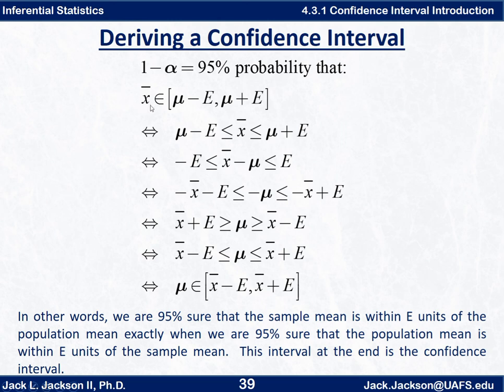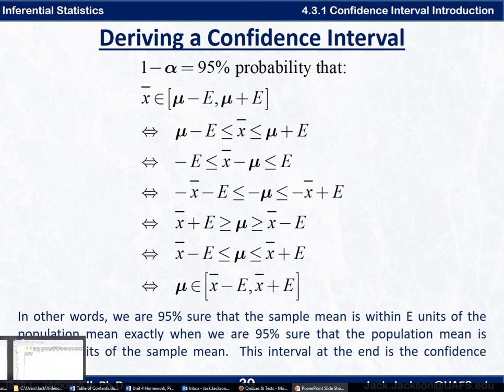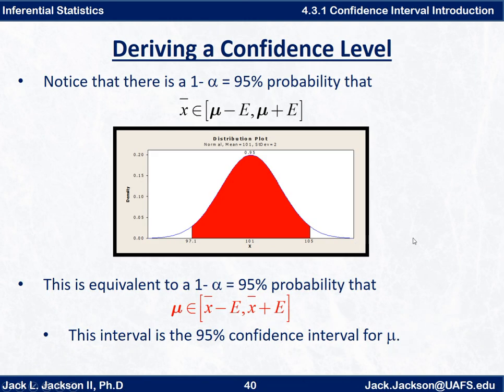So another way to say this, and if I say it this way, I think hopefully it makes sense. It says x bar is within e of mu. It's either between mu minus e and mu plus e, exactly when mu is within e of x bar, between x bar minus e and x bar plus e. So if we're 95% sure that x bar is in the interval from mu minus e to mu plus e, we're also 95% sure that mu is in the interval from x bar minus e to x bar plus e. So this interval at the end, the x bar minus e, the x bar plus e, is our confidence interval.